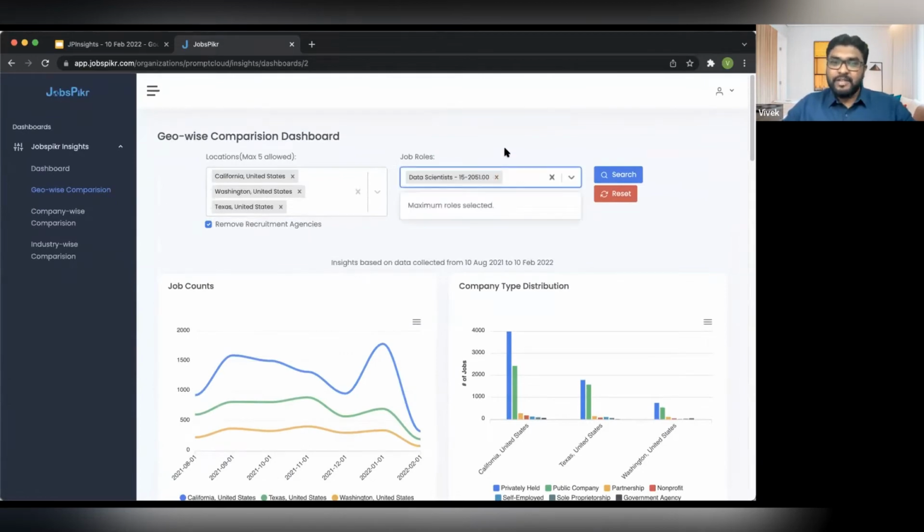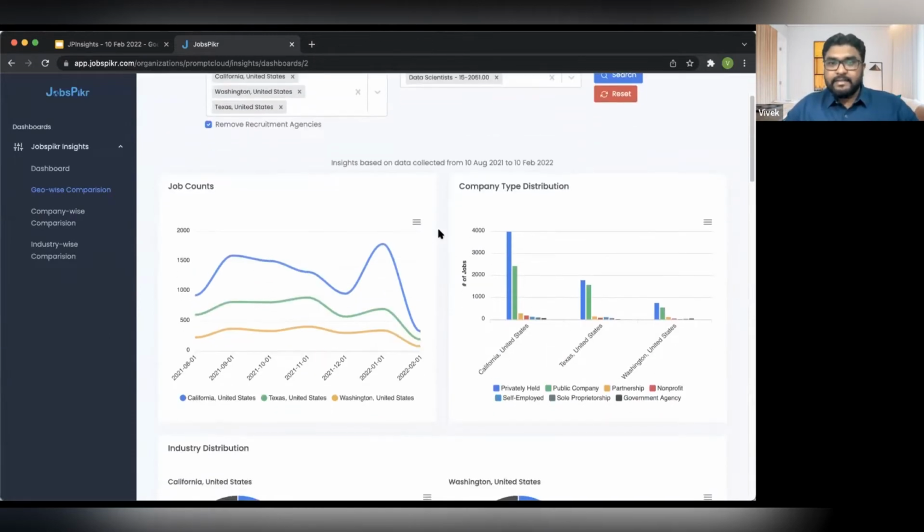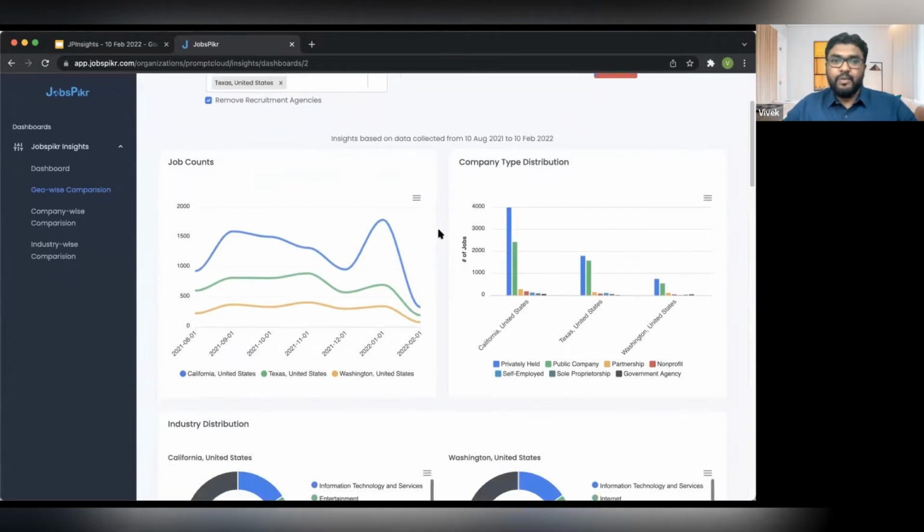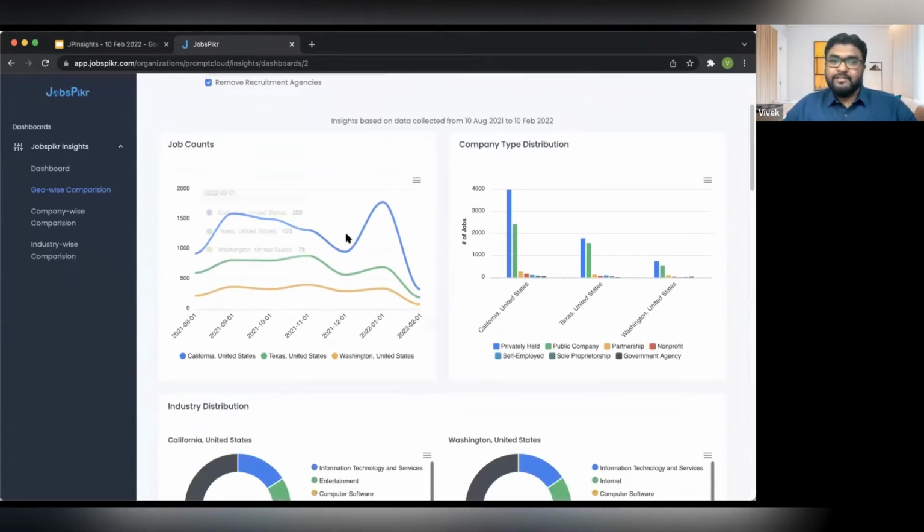Since we are talking about a data analytics facility, let's look at the data science role and see what the trends are. California, I think it doesn't come as a surprise, has the maximum number of jobs in terms of the sheer volume of jobs in the data science segment.